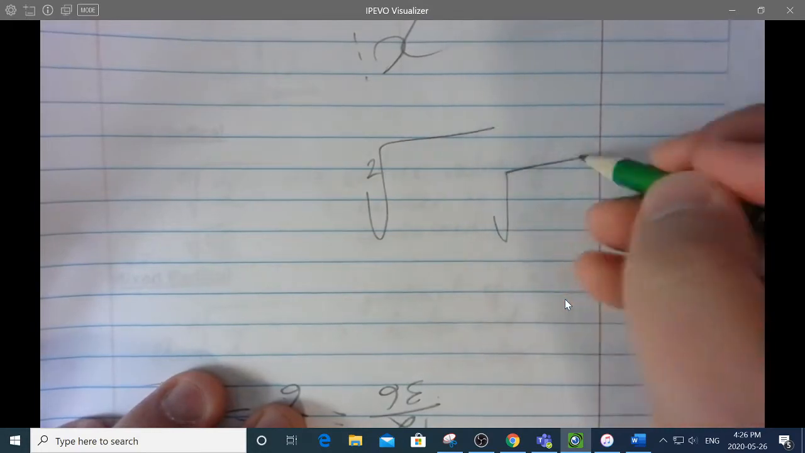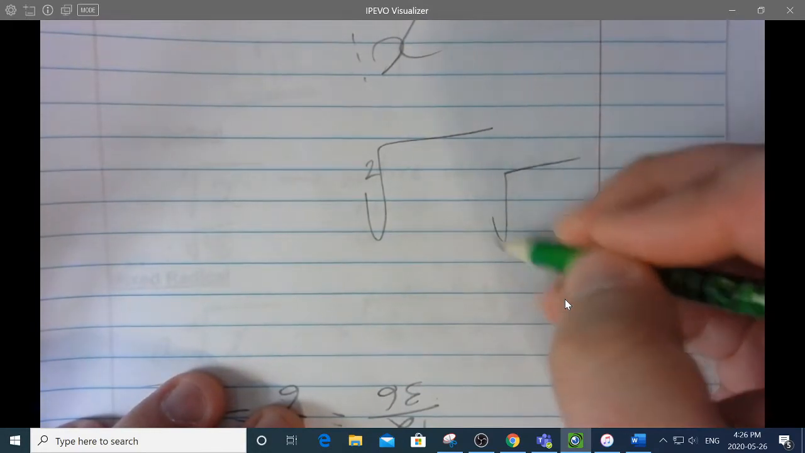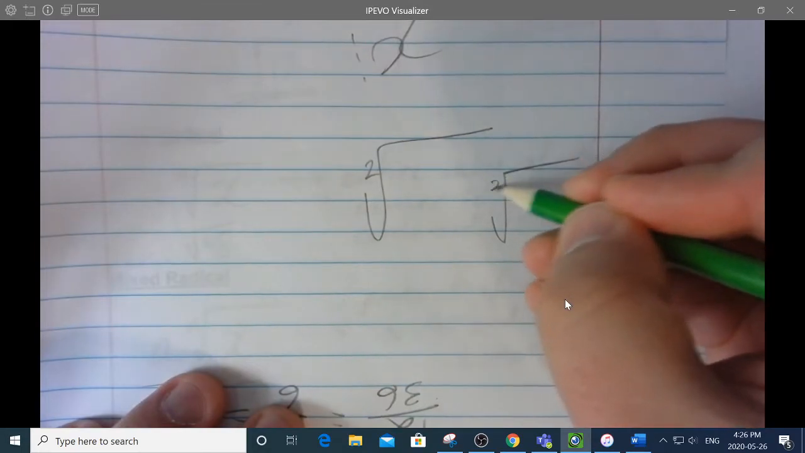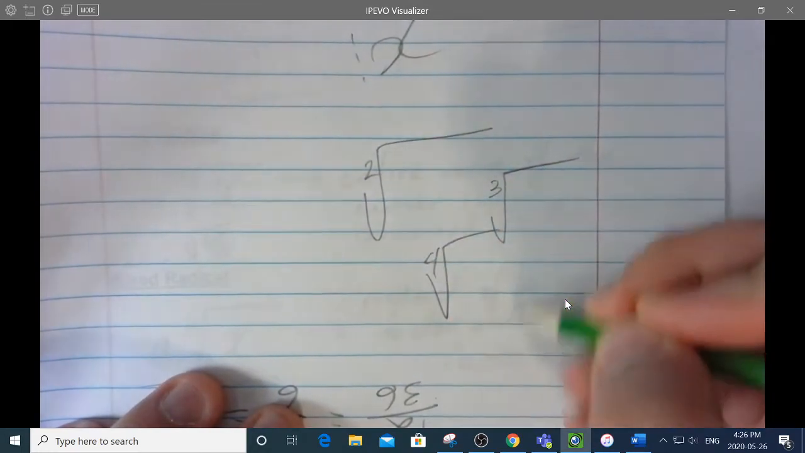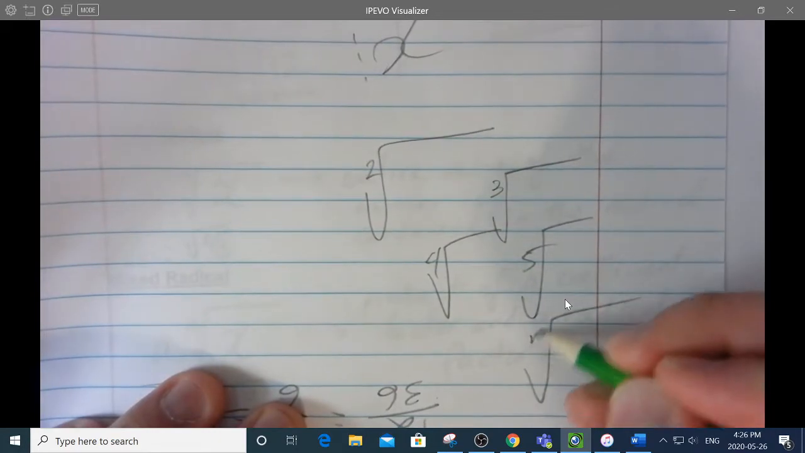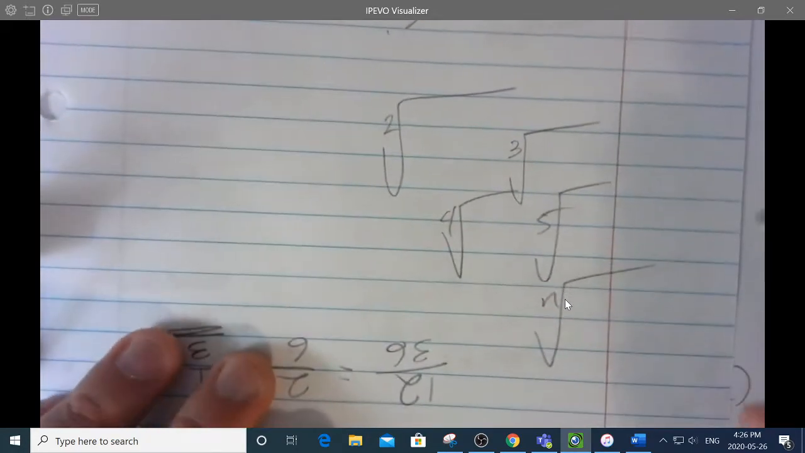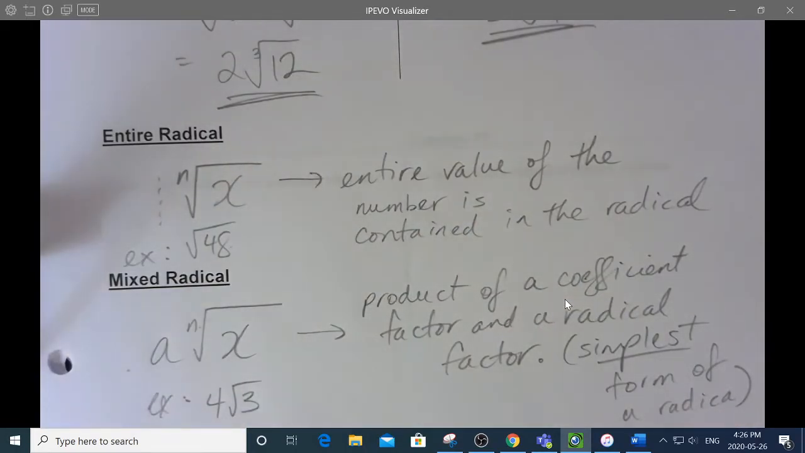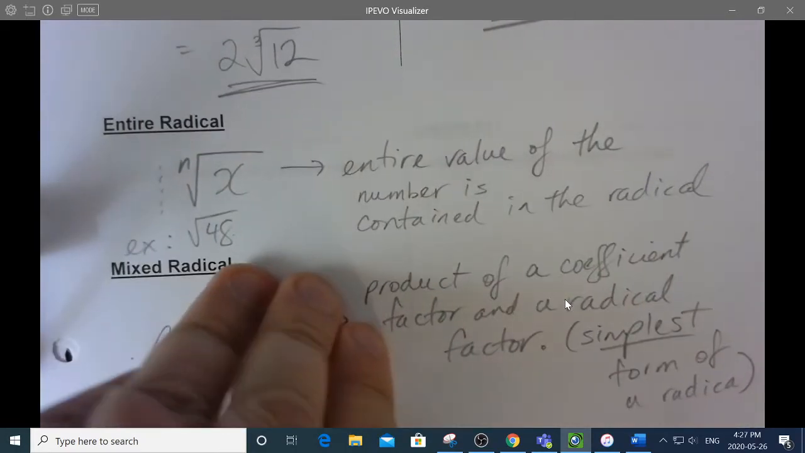So as soon as I see a radical without an index number, I know that it's a square root. But as soon as I put a 3, now it's a cube root. And that, of course, is a 4th root and a 5th root. You can have any number you like as a root. You'll even learn in future grades that this doesn't even have to be a whole number. Wacky stuff. Okay, so there's the first couple pages.